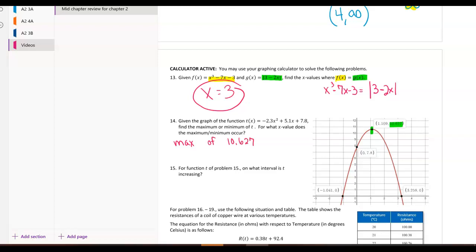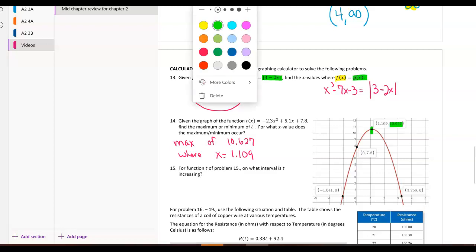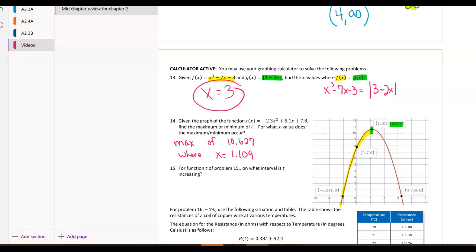And then where did that occur? Where x is 1.109. All right, the next thing we have to do is, where is my function increasing? So remember, when we look at a graph from left to right, we go like this. This is increasing. The only thing missing here is my arrow.